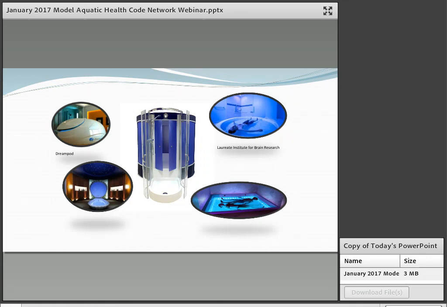So please advance. Again, here's just some pictures. There's the dream pod again. The one in the lower left, obviously that's kind of aesthetically pleasing, but I'm not sure how common it would be in a commercial center. The one in the upper right, that's the open pod I was talking about. That picture is actually from the Laureate Institute for Brain Research.